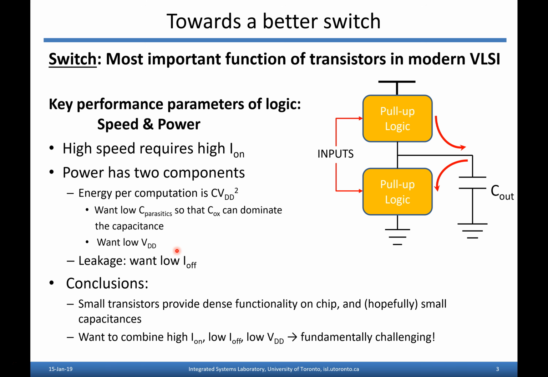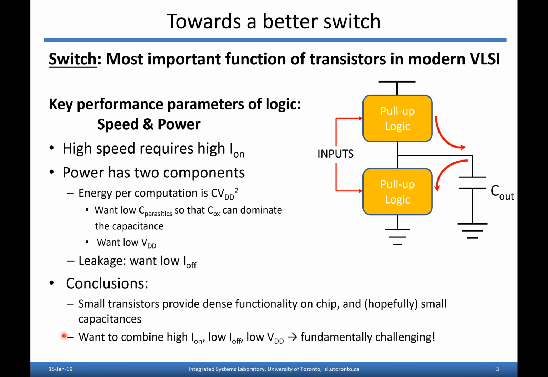And the other component to power consumption is the leakage current, right? So that's determined by the current that flows through those switches in the pull-up and pull-down logic when they're off. So we call that I off. So bottom line is that, what do we want from our technology in order to advance VLSI? We want small transistors as possible. That just lets us have a lot of dense functionality all on one chip. And so there's benefits in integration just from having small transistors. But we would also hopefully like those smaller transistors to let us have smaller capacitances, which will then hopefully turn into lower power as well.